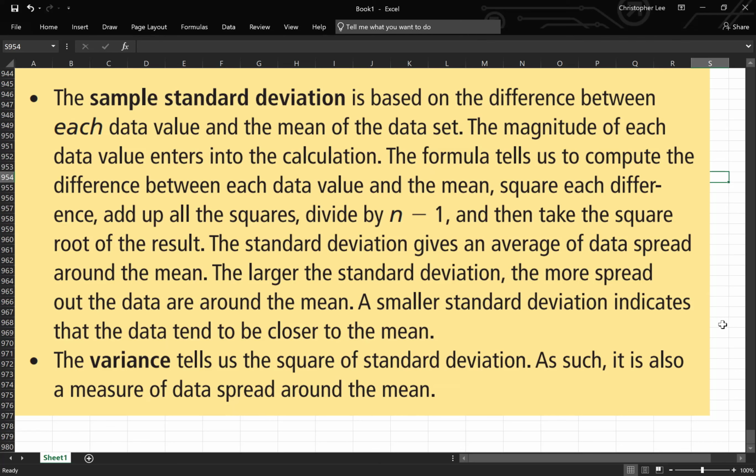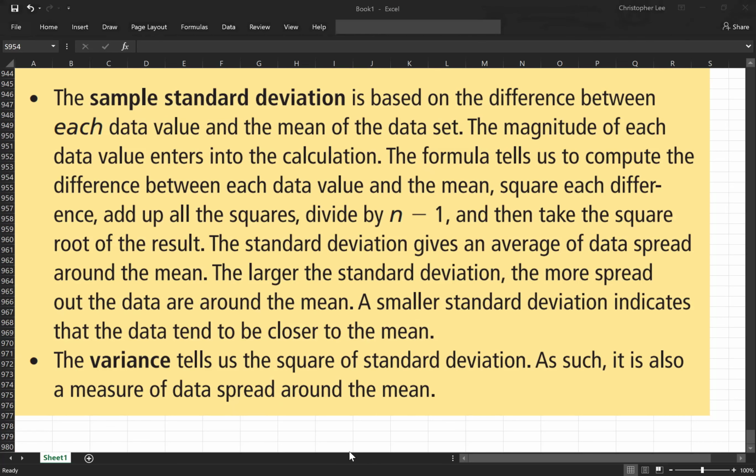The variance is the square of the standard deviation. As such, it is also a measure of data spread around the mean. Okay. Just want you guys to understand a little bit.